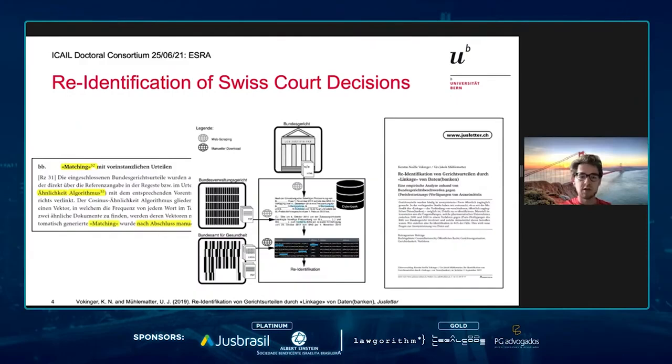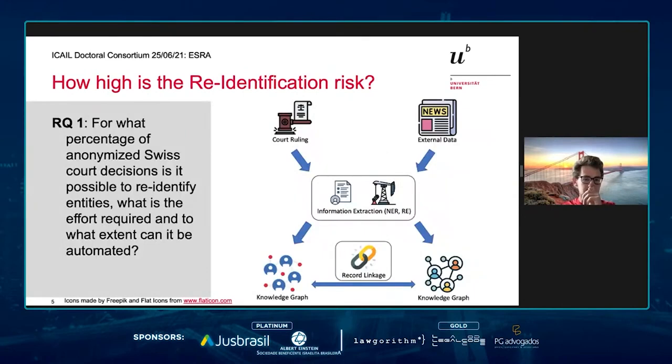So in our work, we want to extend this to make it more general and applicable on a larger amount of cases. The goal of this is to find out how high the risk of re-identification is. For this, we have research question 1: for what percentage of anonymized Swiss court decisions is it possible to re-identify entities, what is the effort required, and to what extent can it be automated?